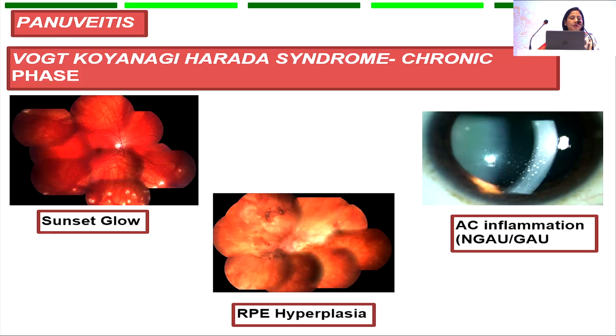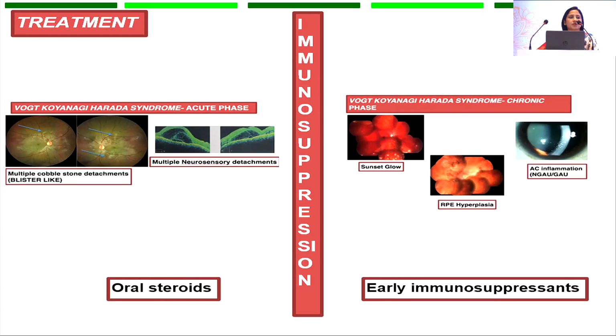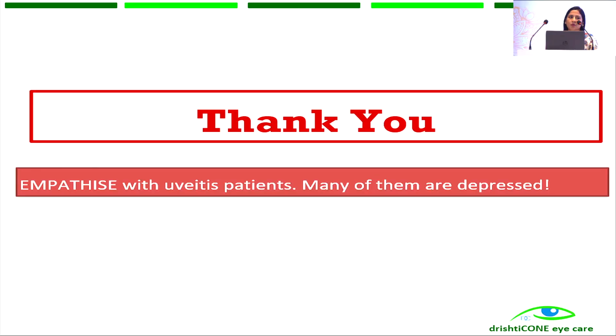If not appropriately treated, the patient progresses to the chronic stage where we see the sunset glow, with hyperpigmented lesions like we saw in sarcoidosis. We can see simple RPE hyperplasia, and we can have recurrent granulomatous or non-granulomatous inflammation. So how do we stop a patient from going from the acute to the chronic stage? Only one thing: early immunosuppression. Please do not wait for a second episode of VKH to start your immunosuppression. I hope I have not complicated things for you, and thank you.